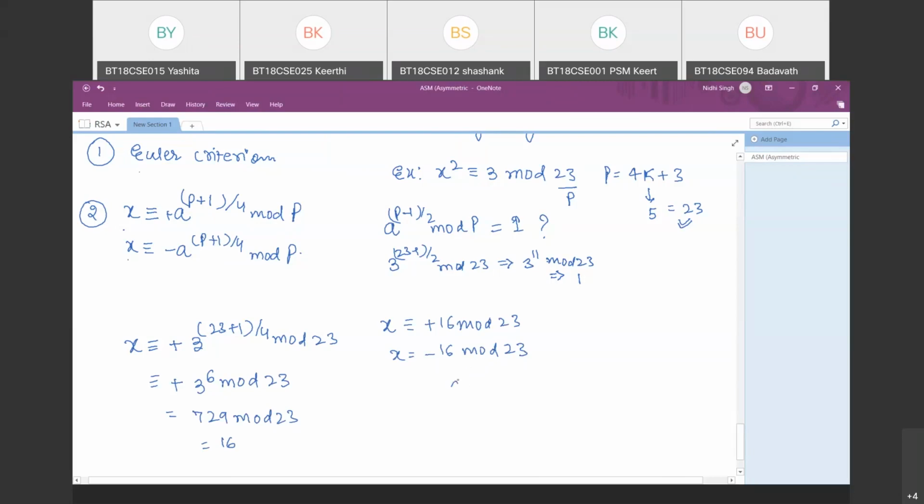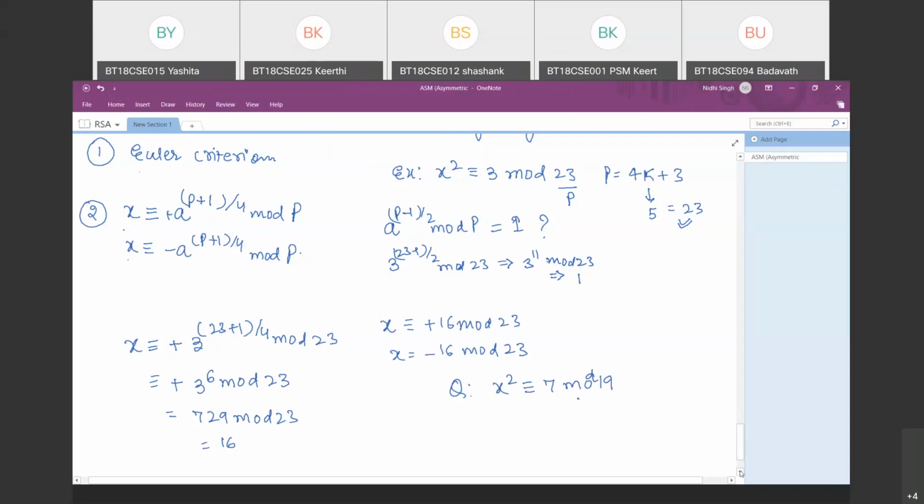Now a question for you as homework. You have to find out x square equals 7 mod 19. Check whether 7 is in the quadratic set of residues or the non-quadratic set of residues. If it is a quadratic residue, then find out its solutions.